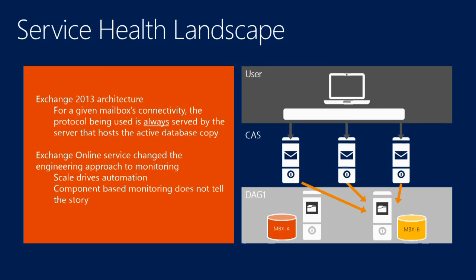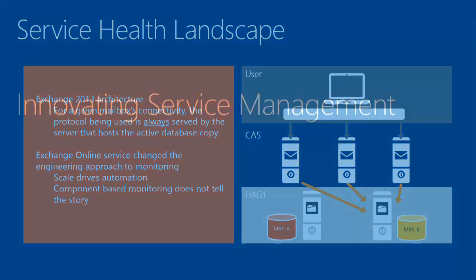So this was one key architectural change that drove a lot of the changes we made in introducing managed availability. Again, the key change is that all activity related to a user's mailbox is happening on the mailbox server that hosts the active copy. CAS is still there, but it's a lightweight protocol proxy at this point.